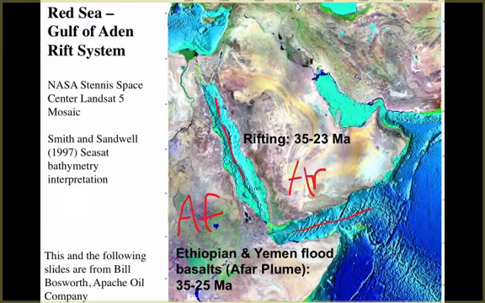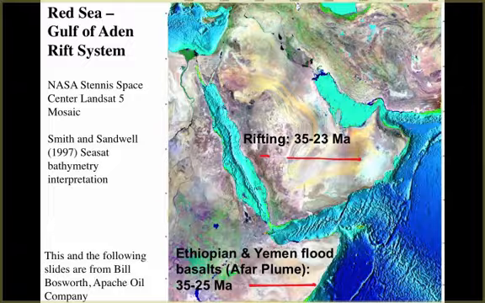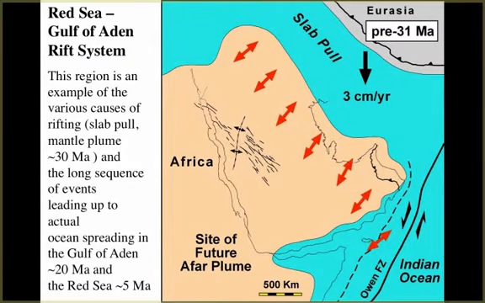And let's look at this process of rifting that took place starting 35 to 23 million years ago, and then the involvement of the Afar plume, this mantle plume that began about 35 to 25 million years ago. The Red Sea Gulf of Aden rift system is an example of the various causes of rifting, which include slab pull and the involvement of a mantle plume at around 30 million years.